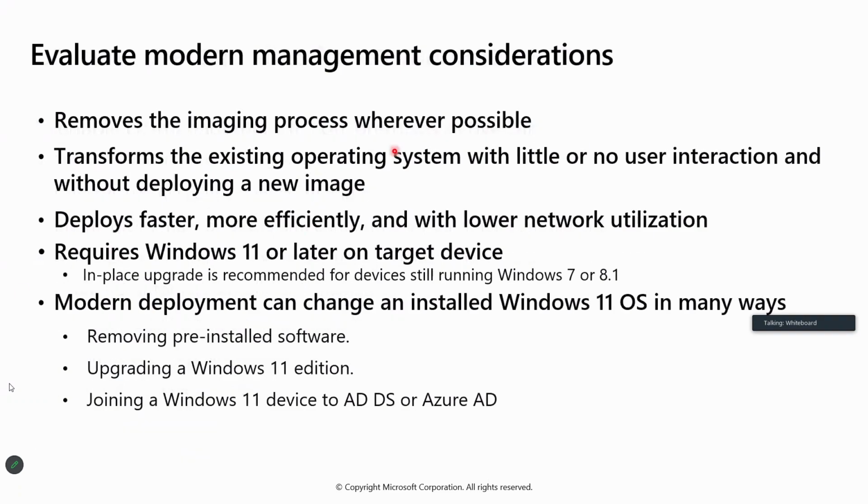Okay, so when we're looking at our modern management considerations, the whole idea is we want to remove the imaging process wherever possible. And having said that, we still need to image. Okay, we mentioned that already. So modern management transforms an existing operating system with little or no user interaction and without deploying a new image, as we saw with the Autopilot or with our provisioning package. Deploys faster, more efficiently, with lower network utilization. So that's a big thing, lower network utilization.